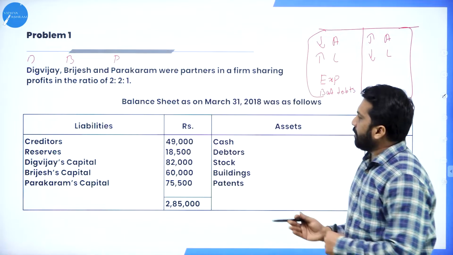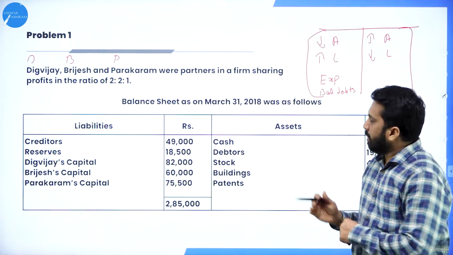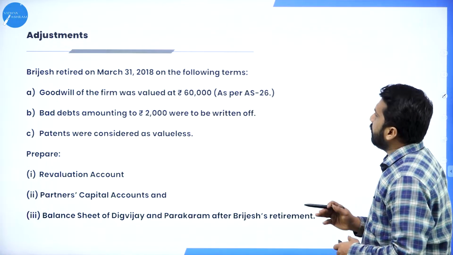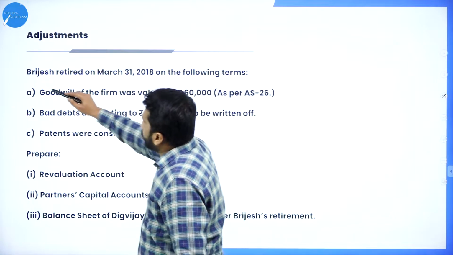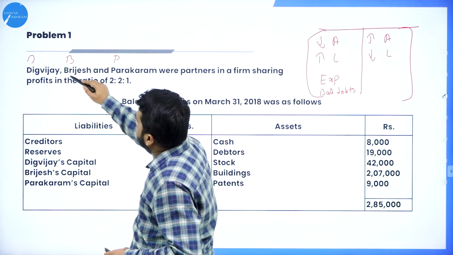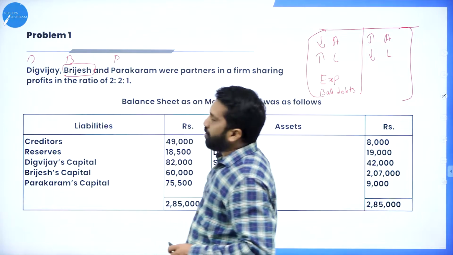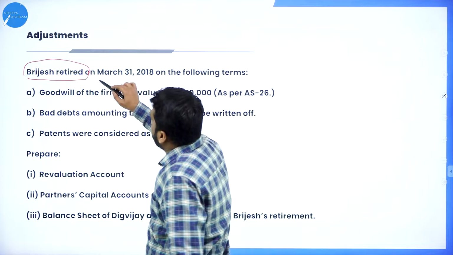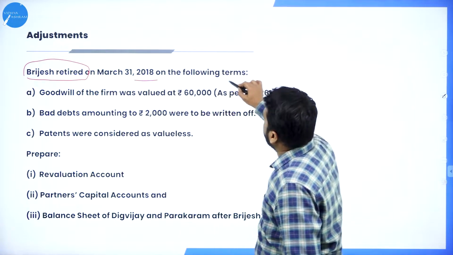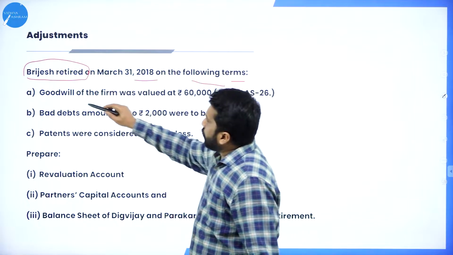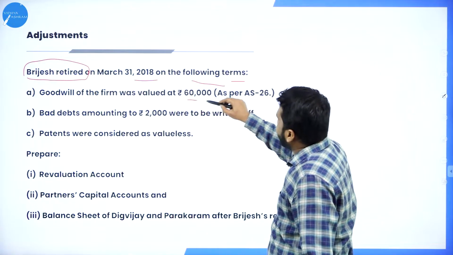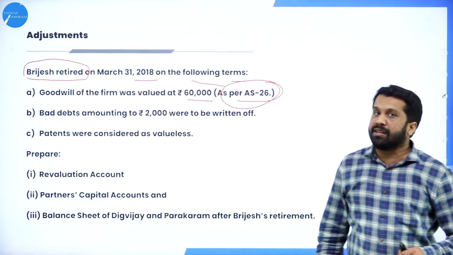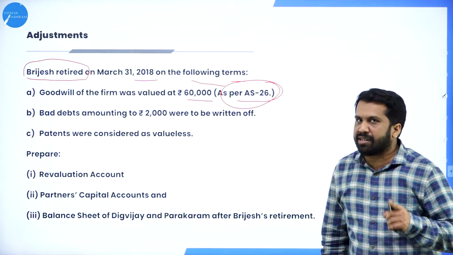They have given the balance sheet, all the information is available. For revaluation, nothing to do with the balance sheet, we need the adjustments. Now, Brijesh, who is retiring now? The second person, Brijesh, is going to retire. In this, Brijesh retires on March 31st on the following terms. Goodwill of the firm was valued at 60,000 as per AS 26. What is AS 26? Accounting Standard 26.